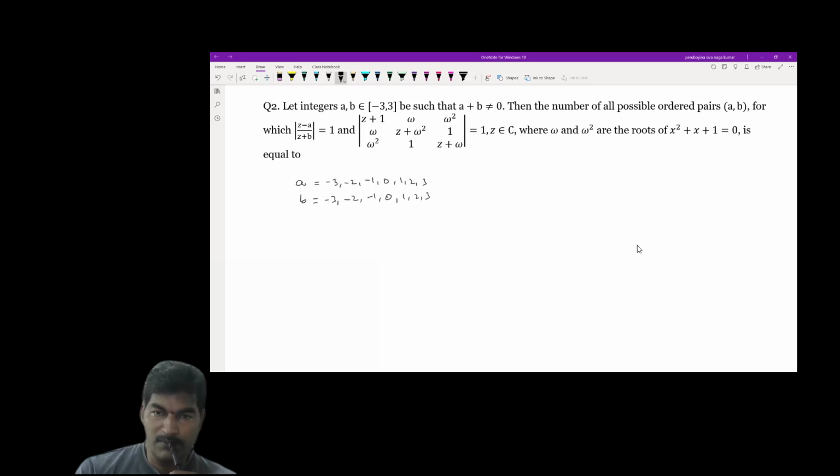And A plus B should not be 0. That means you cannot take the first and last values in the same distance. That means -3 plus 3, okay, -2 plus 2, in that way should not be taken. So how many possible ordered pairs are there if you mingle with everything?